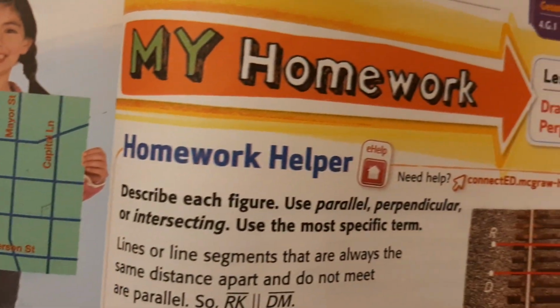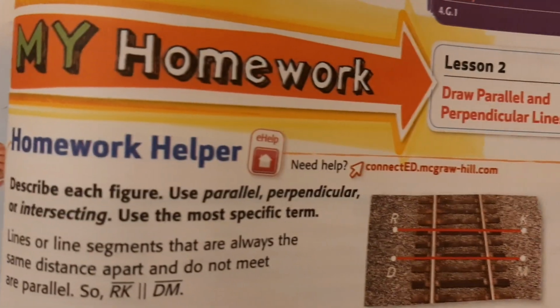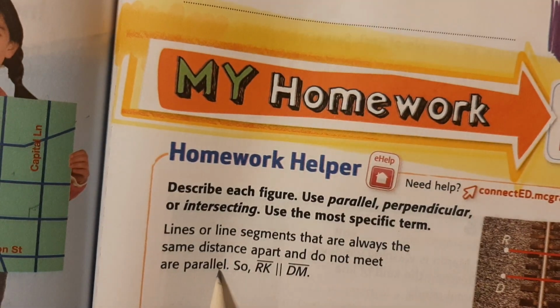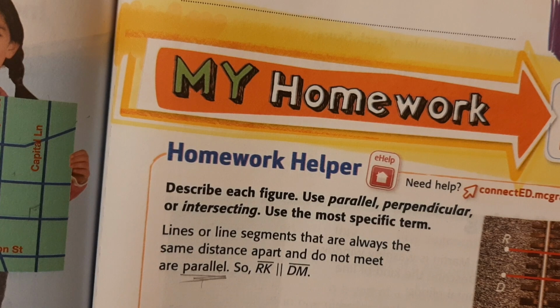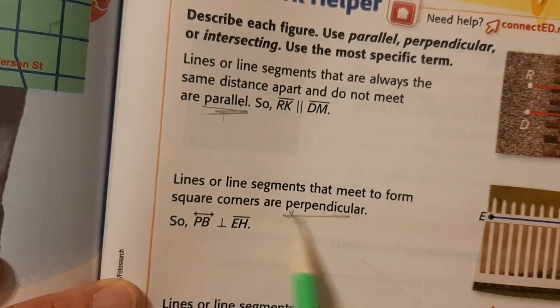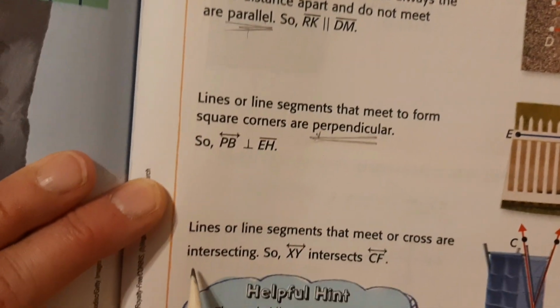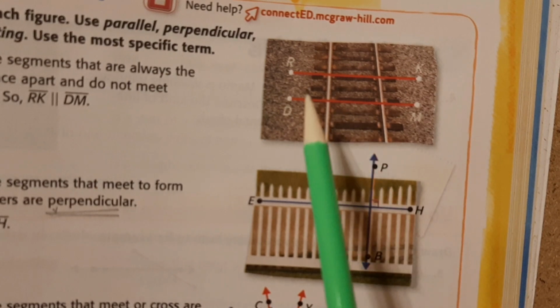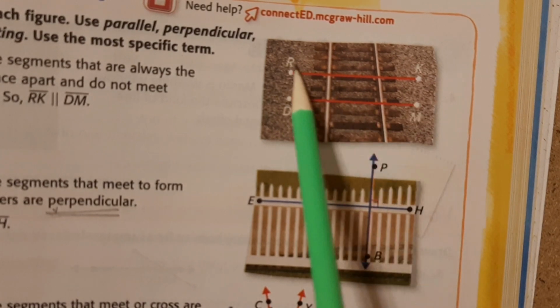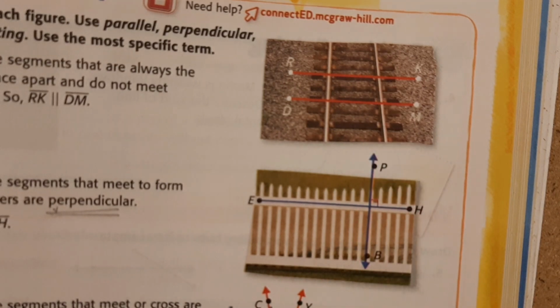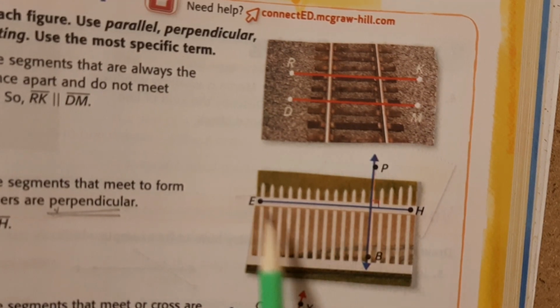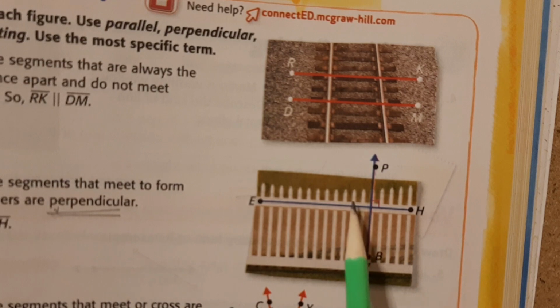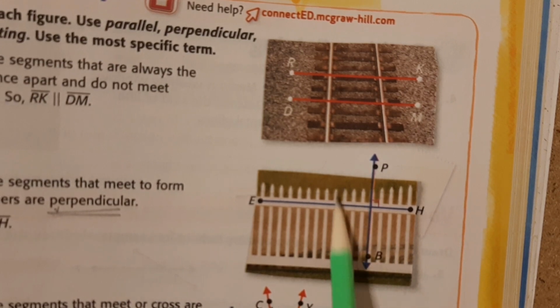All right, on page 883, there's a great review here which you can read. It shows parallel, it shows perpendicular, and it shows intersecting. And this shows some things around the house or around your world that are parallel. So for instance, railroad tracks are parallel, but they're also parallel that way. A fence that goes like this, and these would be perpendicular, but these lines are parallel to each other.